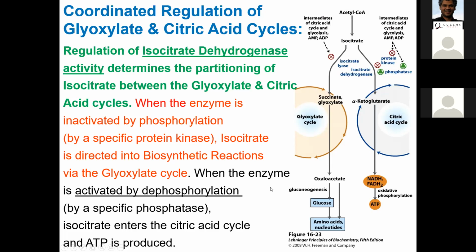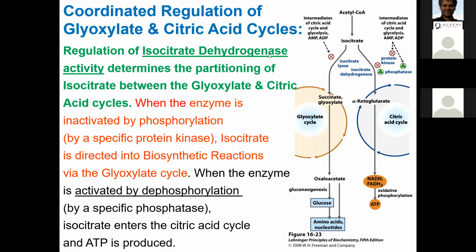And when the enzyme is activated by dephosphorylation, there is a phosphatase involved, right? You can see green arrows in the circle. When phosphatases are activated, they will remove the phosphate group from isocitrate dehydrogenase, and that will make the isocitrate dehydrogenase active, and those intermediates will go and make ATP. I think I may have said it in reverse when I was talking about the protein kinase part, but again, I will repeat that, okay?